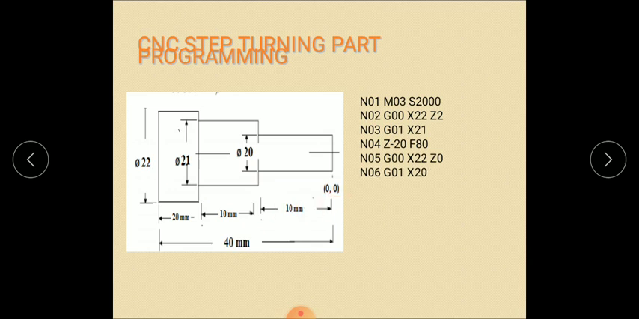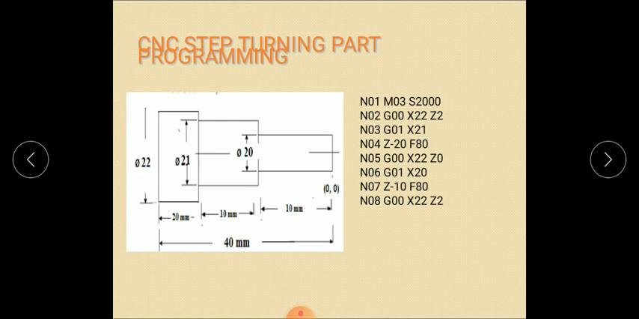Next, G01 x20. Now we need to consider this portion. G01 is the linear interpolation and x20 is the tool movement in x. Next, z minus 10 f80. Now we need to get this step turning. You are giving z minus 10, that is the negative direction, and the feed is 80 mm. Next, the tool comes to these positions, removing the material.